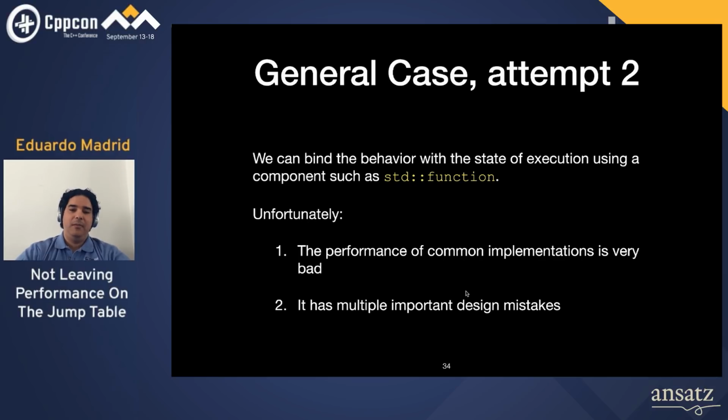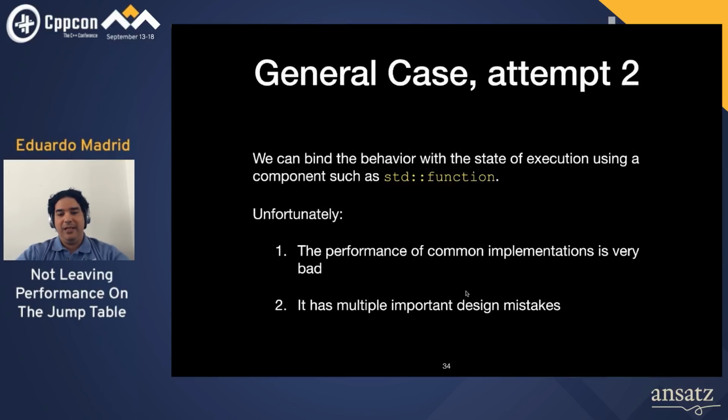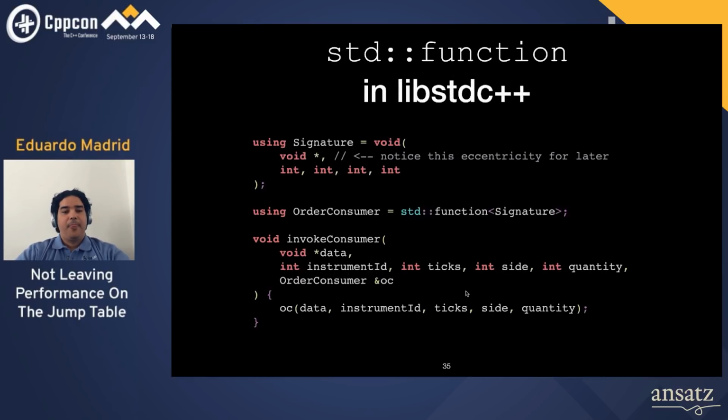Some needs of polymorphism, like, for example, using the type erasure component of std::function. There's a problem. The performance of common implementations of std::function is very bad. And std::function itself has gigantic design mistakes. So we're going to start talking about them. Okay, so just to introduce the problems, let us see std::function as implemented in the standard library implementation for the compiler GCC. Well, this code is very simple.